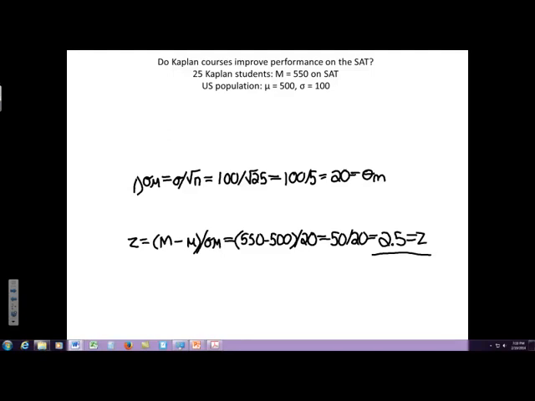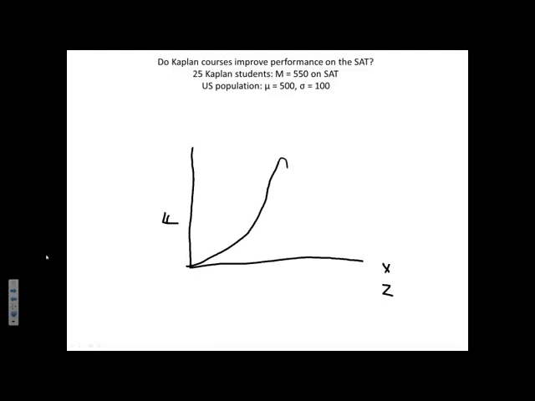So I would be taking the Kaplan test preps if I saw this. Now I want to draw these two distributions just to show you how they're very different. So the population distribution is going to look like this. We've got our frequency along this axis, and then we'll have some x values and some z-scores. And let's roughly draw a normal curve. So this is our population distribution.